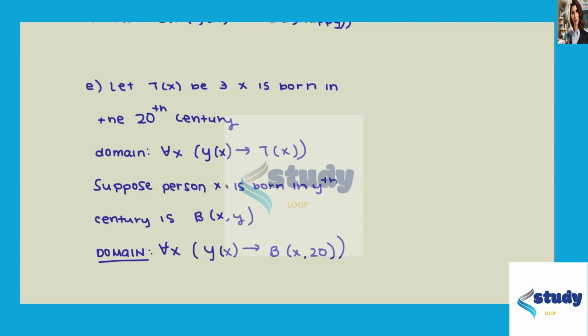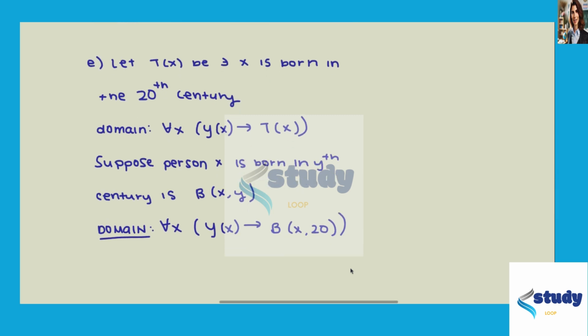So suppose a person x is born in the yth century, maybe not the 20th century. We'll denote that by B of x comma y. So the original statement would be for all x, such that y of x maps to B of x comma 20.